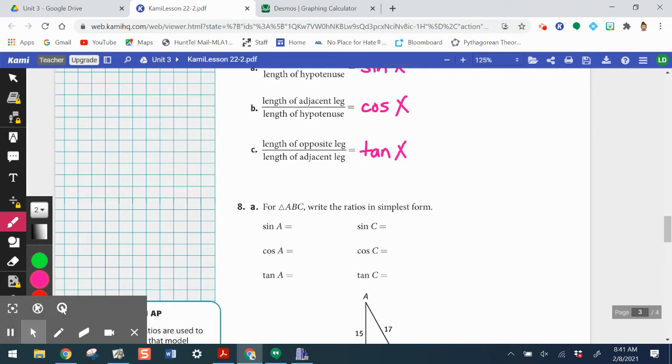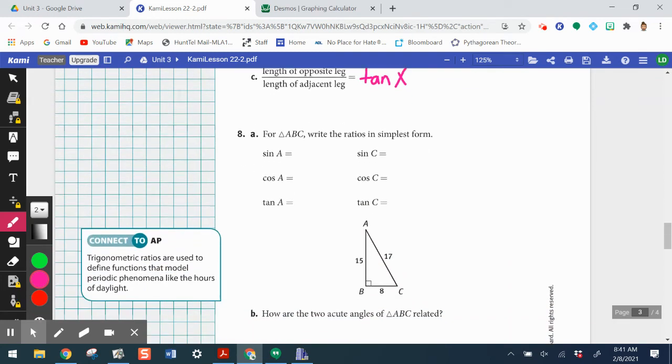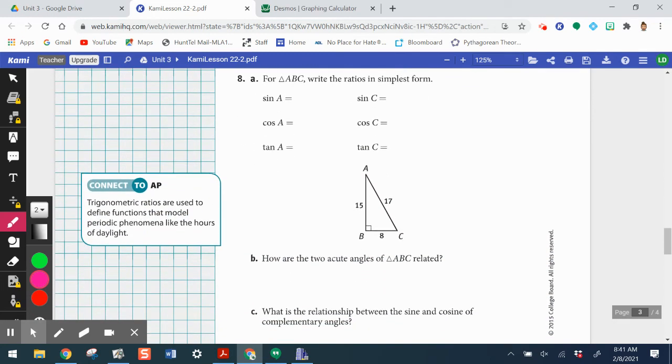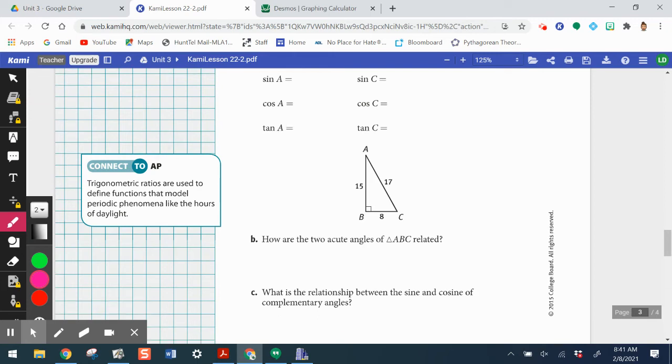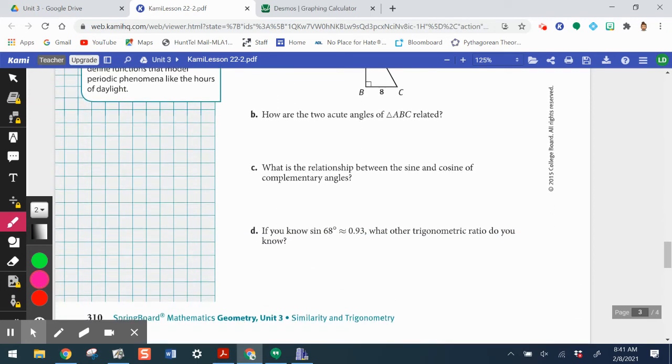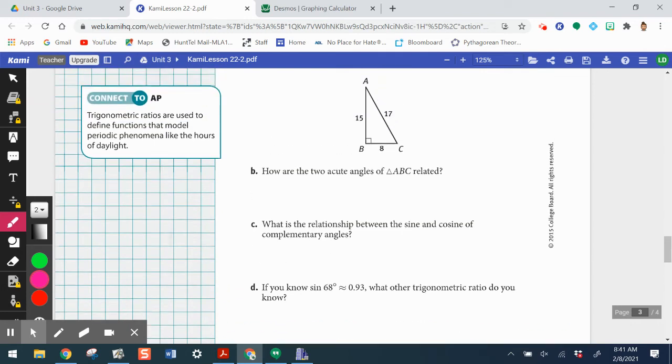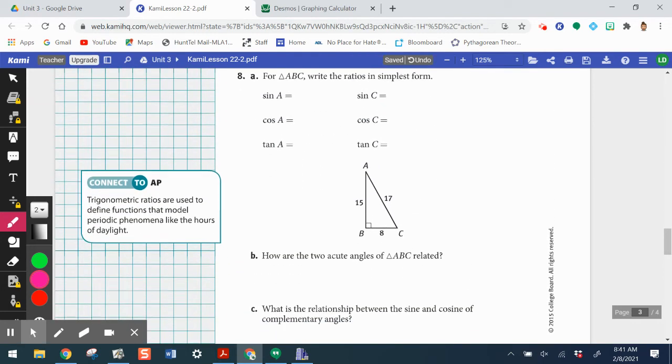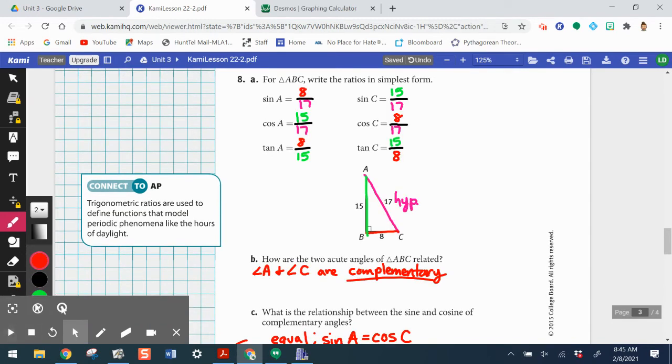So now that we've defined the sine, cosine, and tangent ratios, let's take a little opportunity to practice those ratios, writing them in simplest form. So we're going to go and chunk item 8A through D together. So go and draw a line at the bottom and complete A through D before playing through the video.